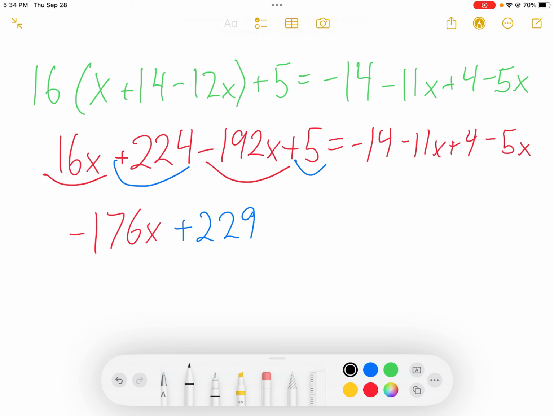And that equals, I'll combine my red terms, which are my variables, negative 16x, and my blue terms, which are my constants, negative 14 plus 4. I'm down 14, gain another 4. Oh, okay, I'm up to only having lost 10 now, so that'll be plus negative 10, so minus 10.